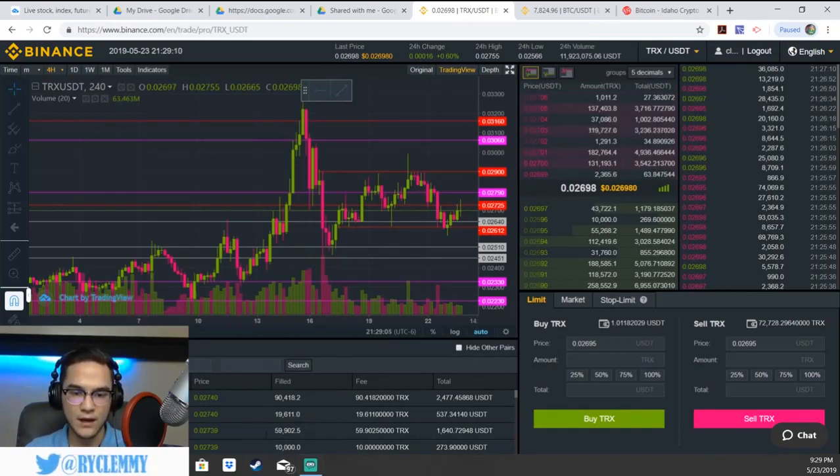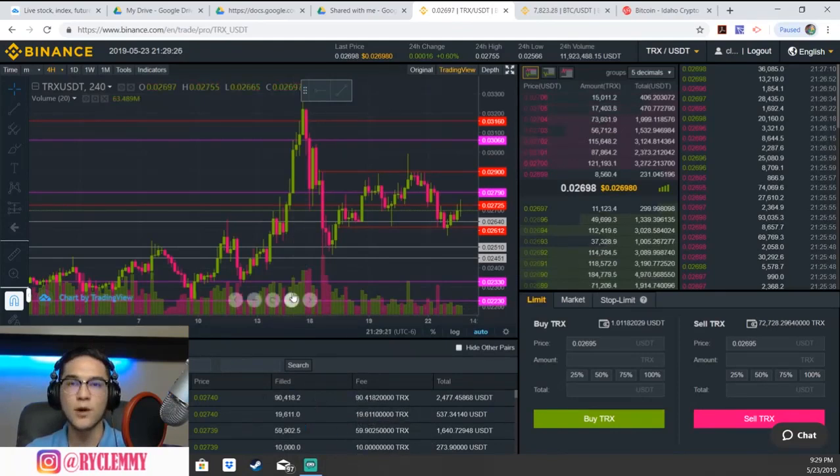And as you can see right here, it shows you the different trades that actually go through. And right here, you can see the fee. Again, it's usually 0.1%. So you can see that the fee on this was 90 Tron, 19 Tron, 59 Tron. And we can get more in depth on fees here in a little bit. But for now, I was just showing you how to place a basic order.